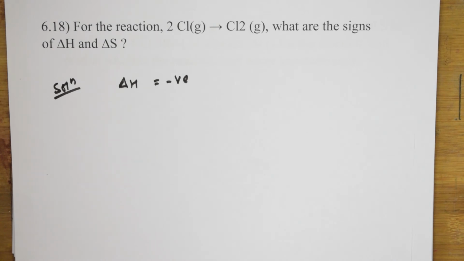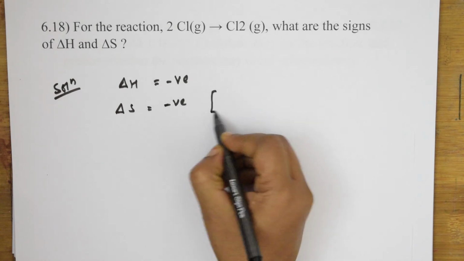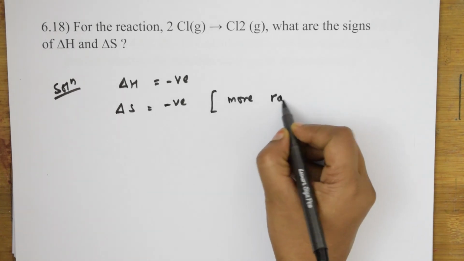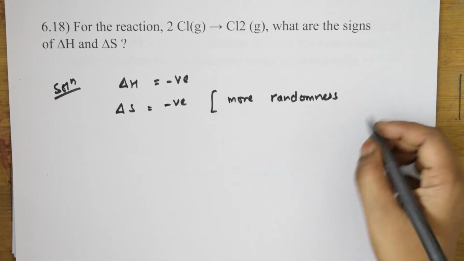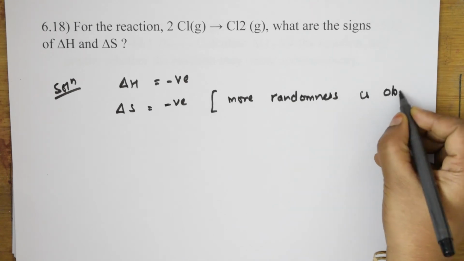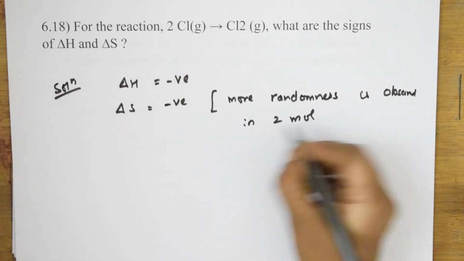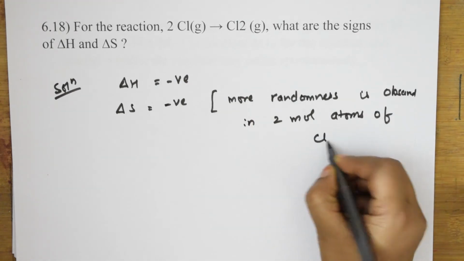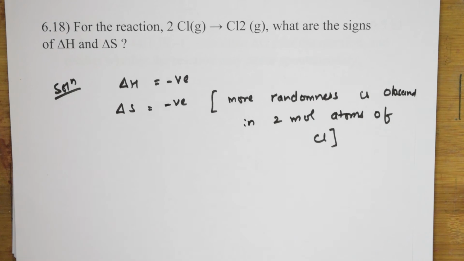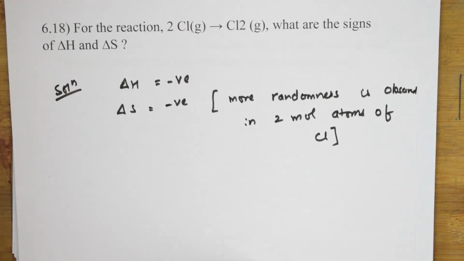Correct? So what should I say? Delta S value should also be less. Why? What did we say? Let us say delta S also will become negative. What is the reason? More randomness is observed in 2 mole atoms of chlorine. Correct? Right. This is how you're going to explain. So remember, this has more randomness compared to this. Nothing but, S entropy is negative for this.